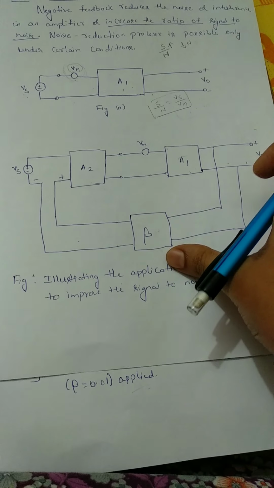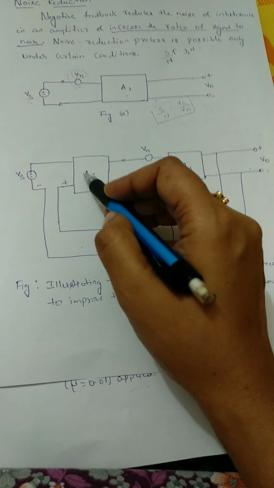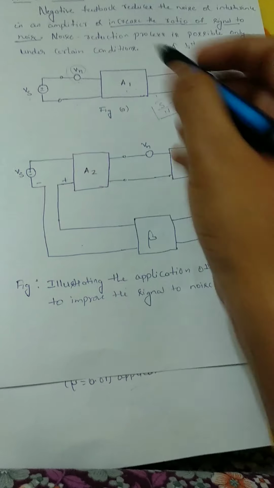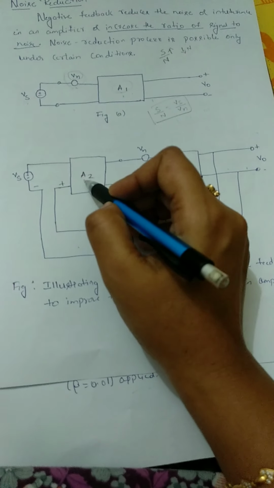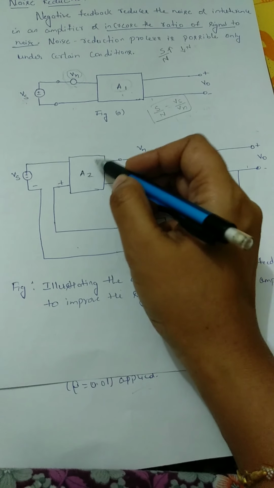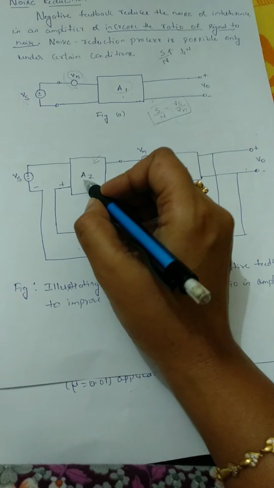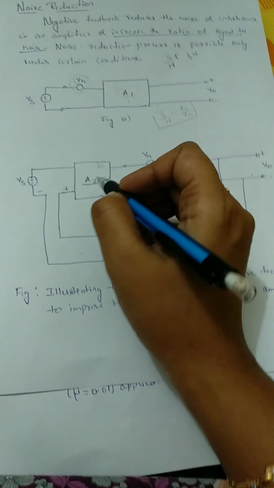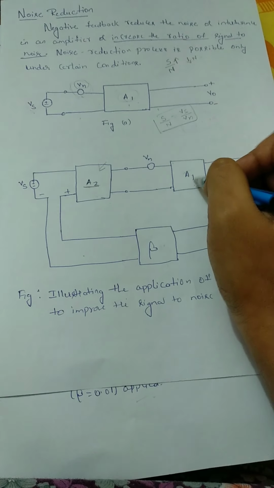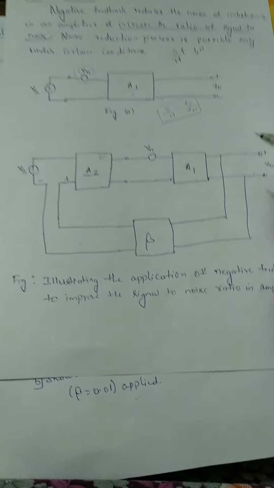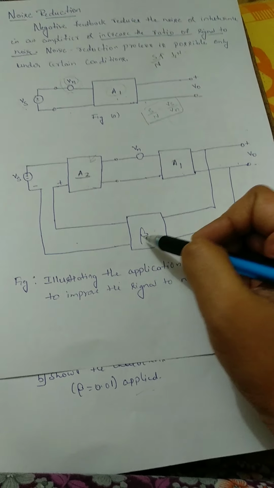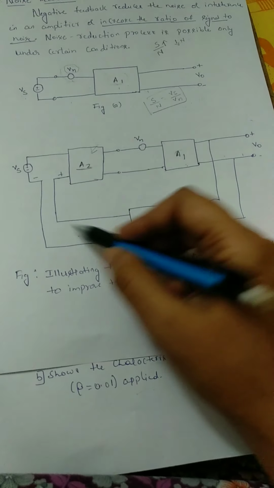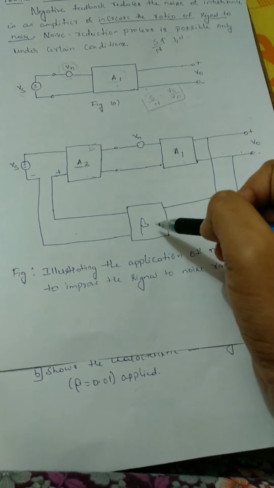Okay, so in the next circuit we have introduced a noise free amplifier which has a gain of A2. In this case the basic amplifier has a gain of A1. So we have introduced a noise free amplifier with gain A2, and this noise free amplifier is preceding our basic amplifier A1. Okay, and also we have applied a negative feedback with the feedback factor beta.